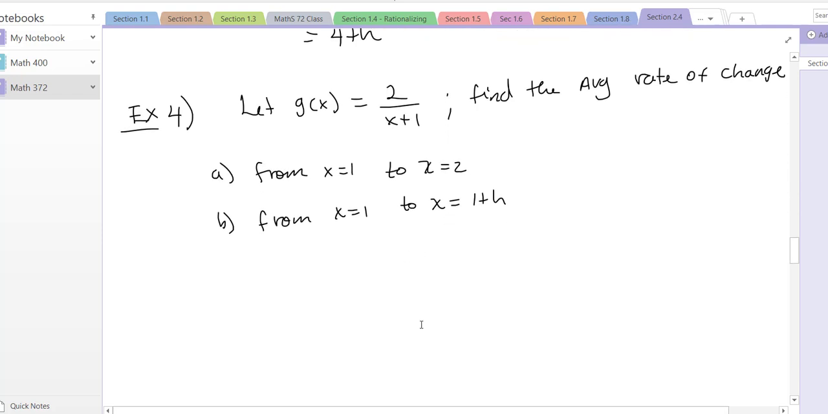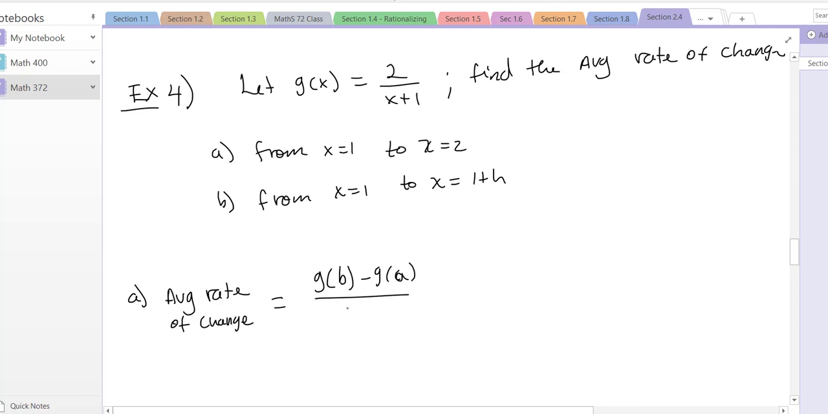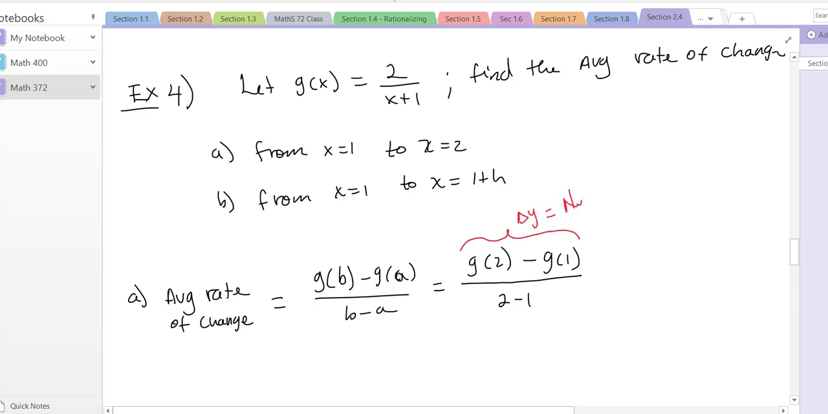If you want to pause it so you can do part A on your own and see how you do, you can do that. So for part A, the average rate of change is going to be f of b minus f of a, but this is g, so I'm going to say g of b minus g of a over b minus a. In this case, I'm going from 1 to 2, so it's going to be g of 2 minus g of 1, so this is the net change, divided by 2 minus 1. Remember again, that change in the y is your net change.